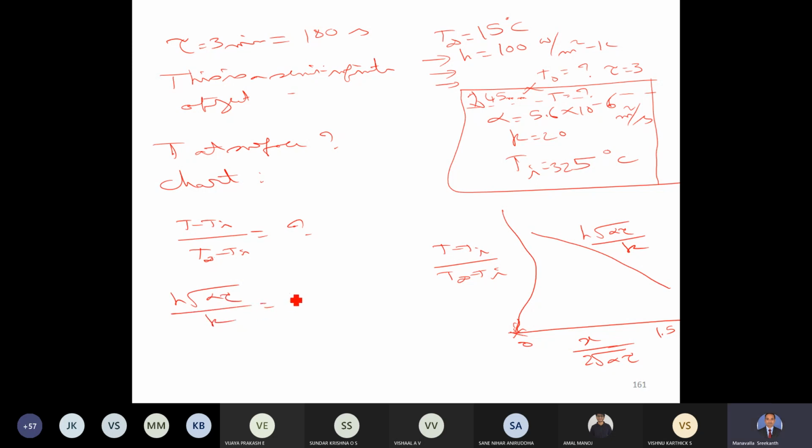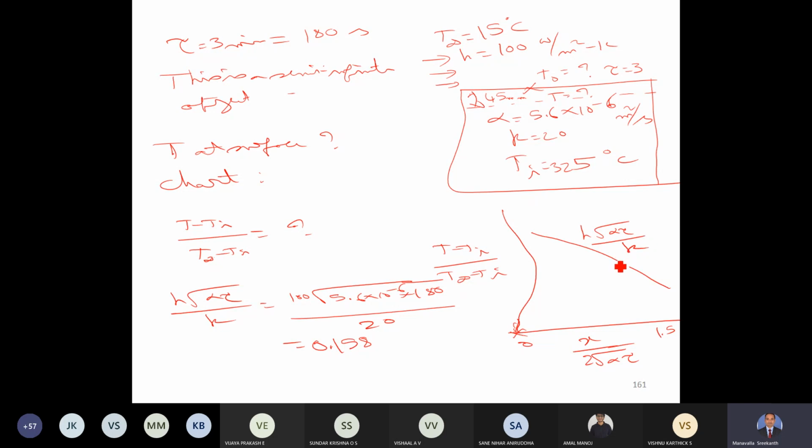h is 100, alpha is 5.6 multiplied by 10 power minus 6, tau is 180, k is 20. So tell me what this value is. Calculate that. 0.158. Okay. So for this h root alpha tau by k, there are curves available from 0.05 up to infinity.